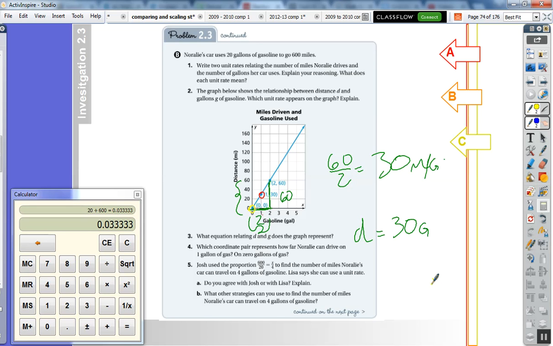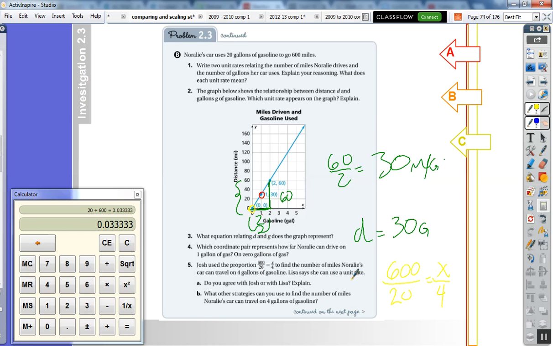All right, 5. Josh used the proportion. Oh, proportional logic, love it. 600 over 20 is equal to x over 4. So I think he's trying to figure out how far he'll go in 4 gallons of gas, and that's exactly what it's asking. Lisa says he can use a unit rate. Yes, obviously can. Do you agree with Josh?